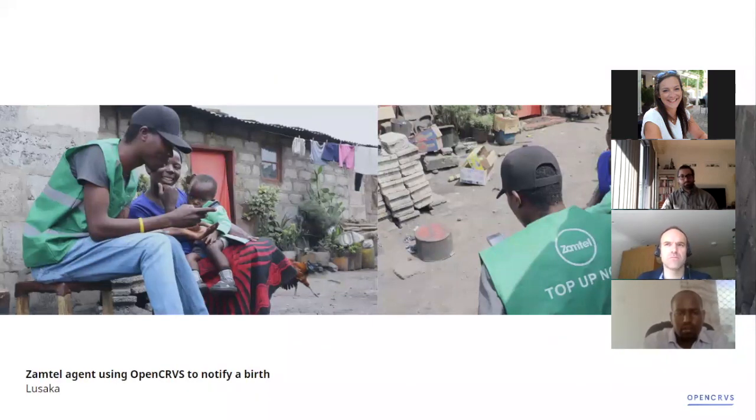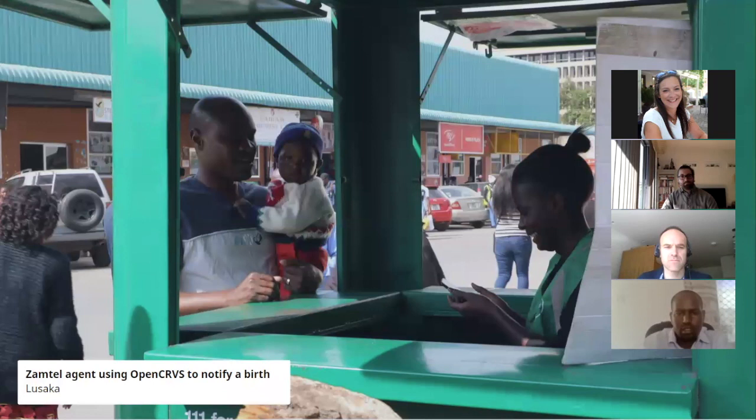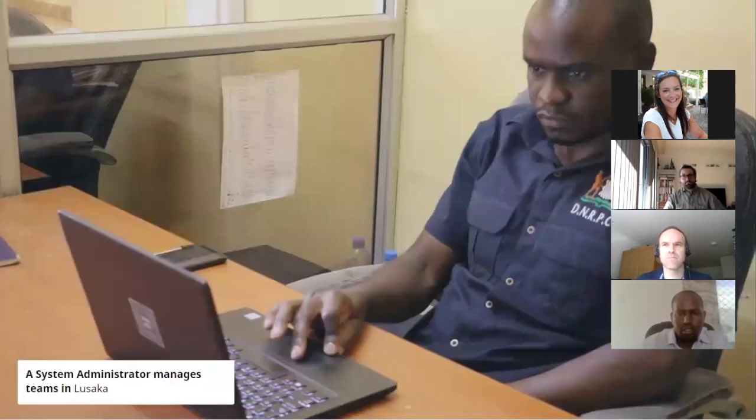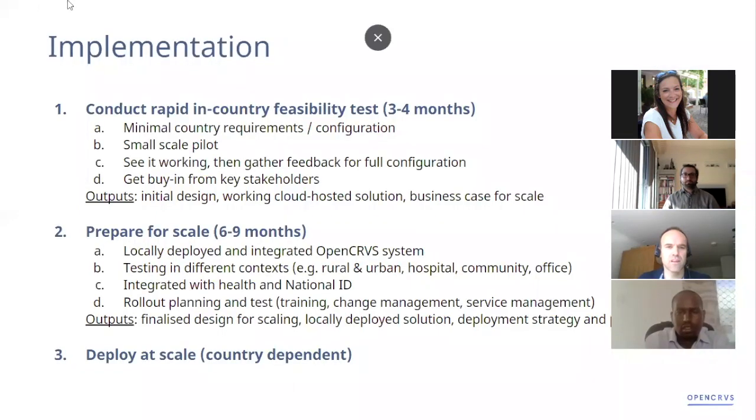So here you can see we tested with a mobile operator offering the service within the community, which worked really well. Here again, at a service point, and here's a system administrator managing teams in an office environment. Hopefully that brings to life a little bit of OpenCRVS working for real people, and that's what this is really all about. And it can be configured incredibly quickly for each country context. Over to you, Ed. Thank you.